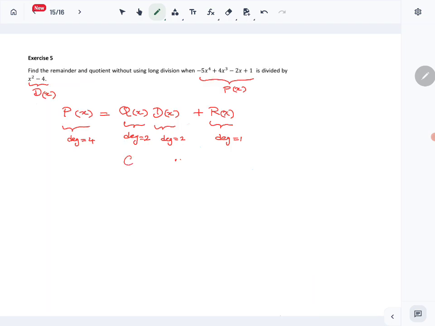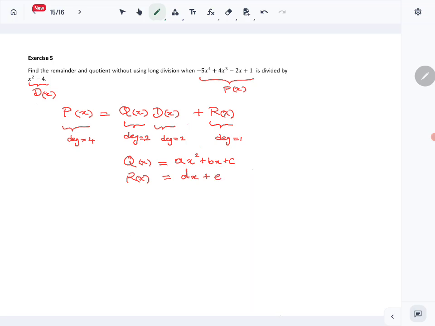So then let's write the general form of a degree 2 polynomial. Q(x) has to be degree 2, no? So it's going to be ax squared plus bx plus c, right? And what is the general form of the remainder? It's degree 1, so it has to be linear. With two different letters we will write dx plus e, right?